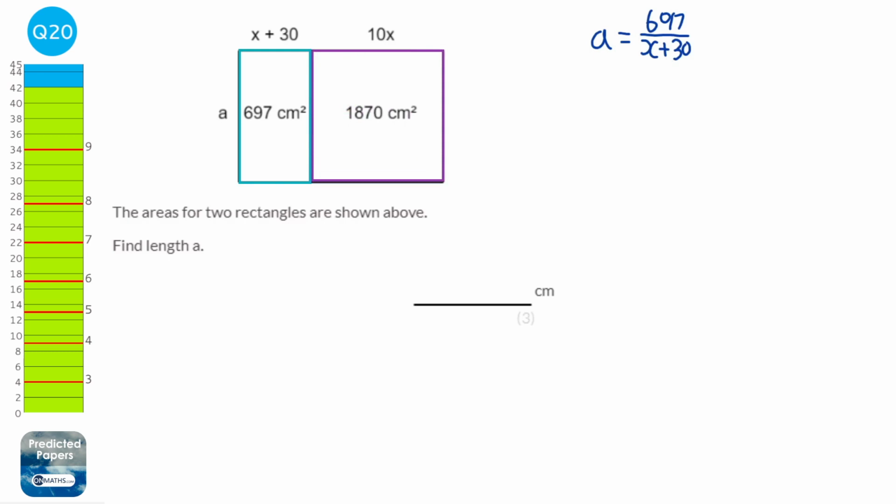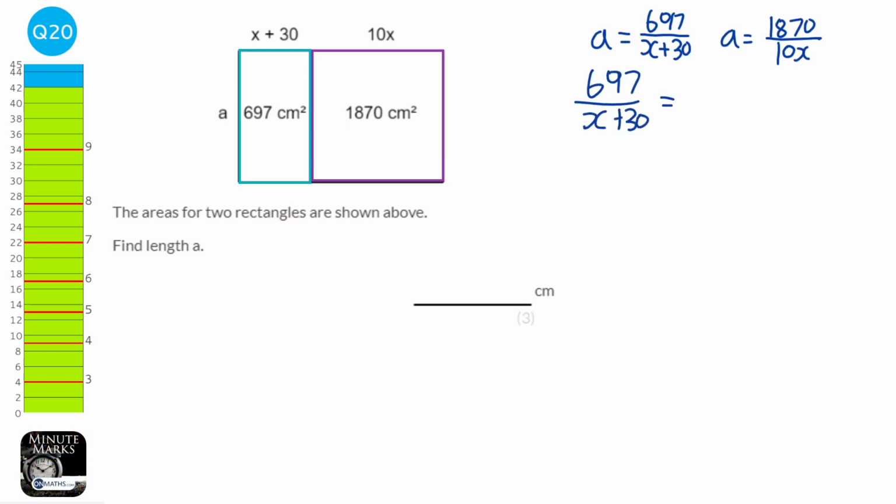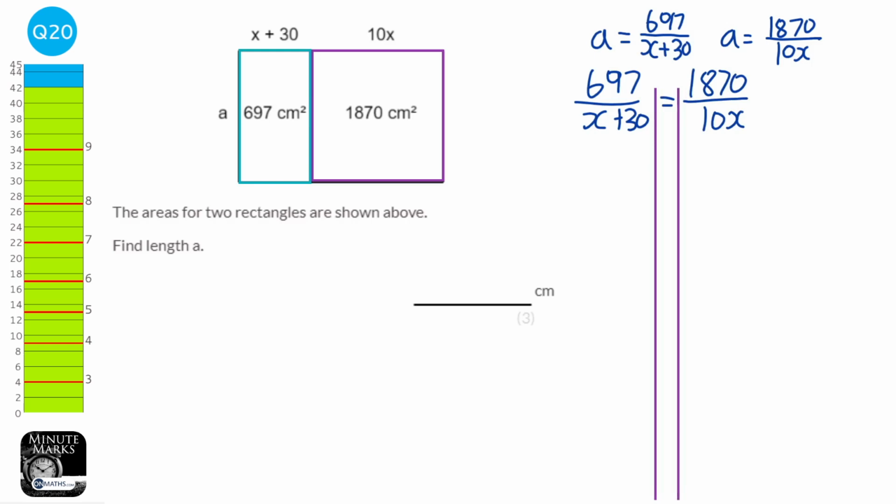Now let's focus on the other rectangle. And this time we have A equal to the area of it, which is 1870, divided by the 10x. Now because both of these are equal to A, we can just get both of these fractions equal to each other. And what we can do is work out what x is going to be. So first thing I'm going to do is put my lines in because we are looking to solve. This is probably going to take a while.